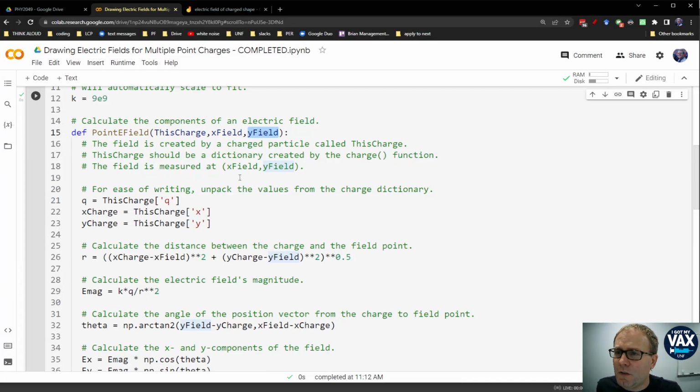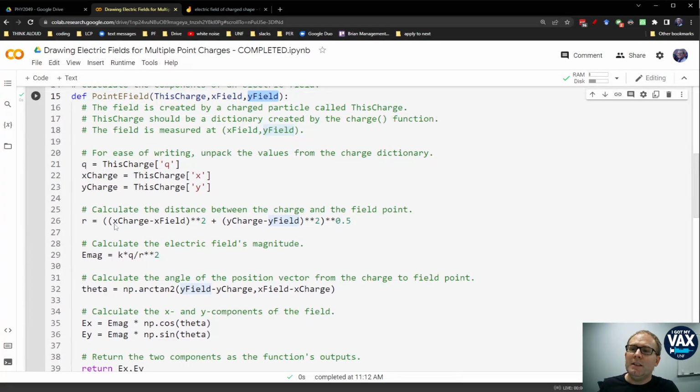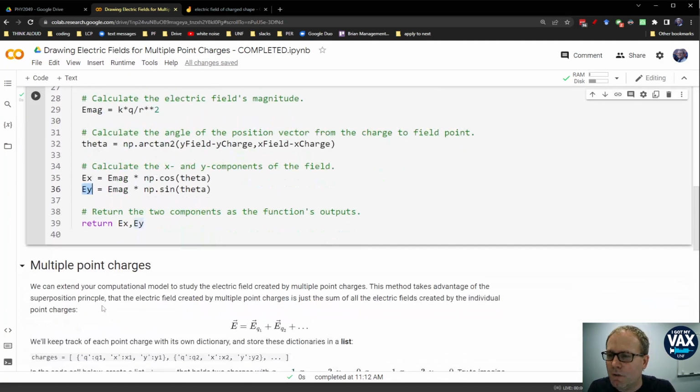And what I hope you notice, if you've done this in class, is that this looks exactly like what you do in class, right? You figure out what this distance is, you figure out what your angle is, and then you figure out what your components are to build the electric field vector. It's exactly what you do in class. We're just handing it off to the computer to do the actual number crunching for us.